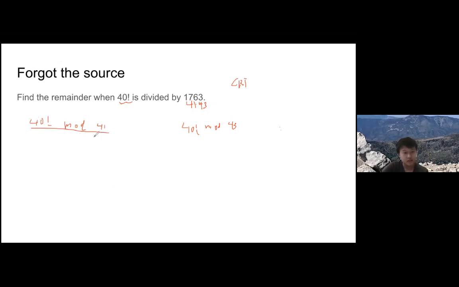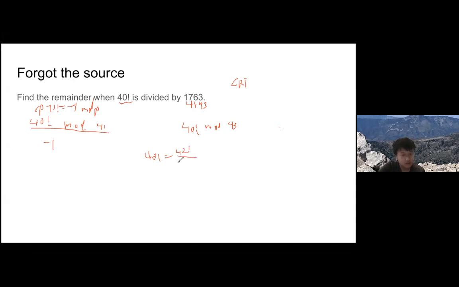40 factorial mod 41. By Wilson's, that's -1. Remember that Wilson states p minus 1 factorial is -1 mod p for prime p. In fact, that's why we split into primes in the first place. 40 factorial mod 43 is not as easy. We know 42 factorial mod 43, so let's try to get it in terms of that first.